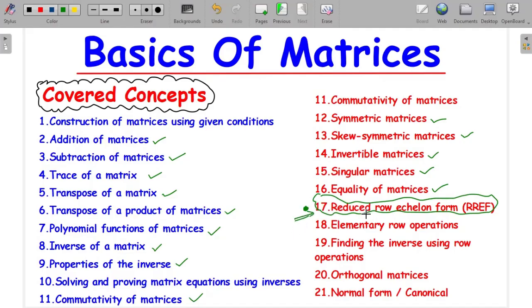So how do we do that? How do you reduce a matrix to row echelon form? We're going to use what we call elementary row operations. You will see as we are doing the examples, and then finding the inverse using these same row operations. We're going to talk about what orthogonal matrices are. And finally, we'll look at the normal form or the canonical form of the matrices. So these are the concepts that will be covered.